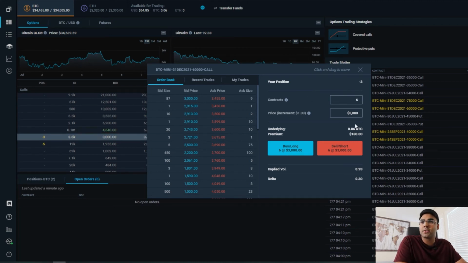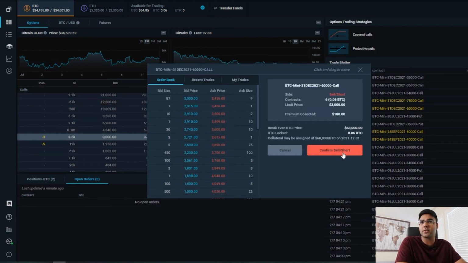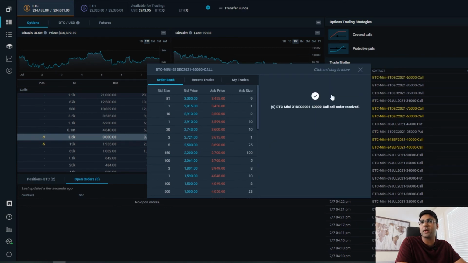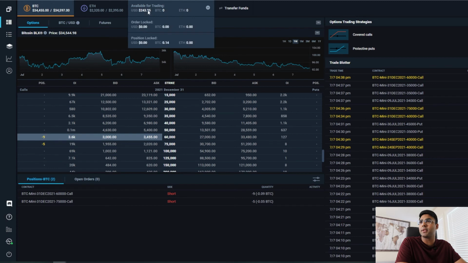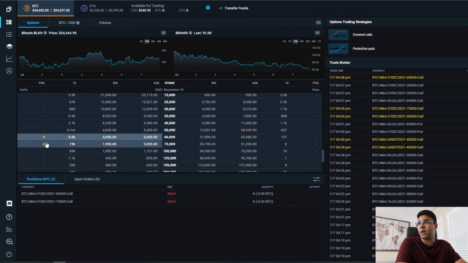So 6 contracts, 3K. So the point here is we have 0.06 Bitcoin. So again, let's sell short. And if we do this, we're going to collect 180. So confirm. Okay. So no open orders again. And so if you look at the positions, it looks like this. So we have no more BTC available. We have some cash in the account, but we also have these 5 more contracts to go.